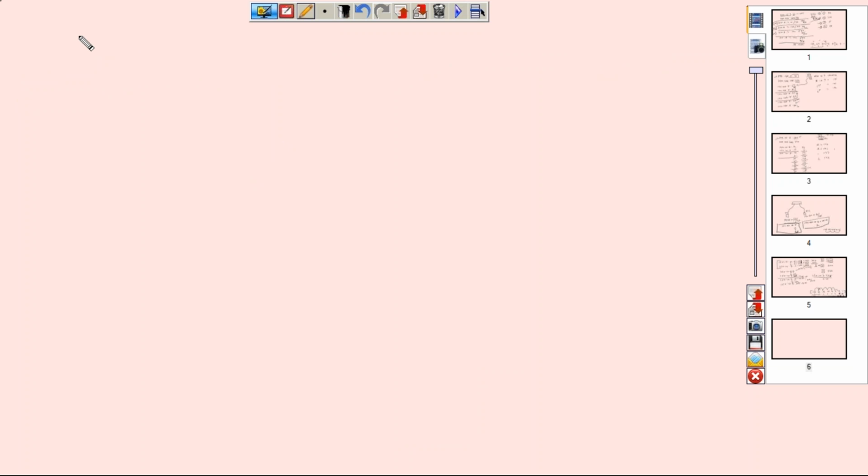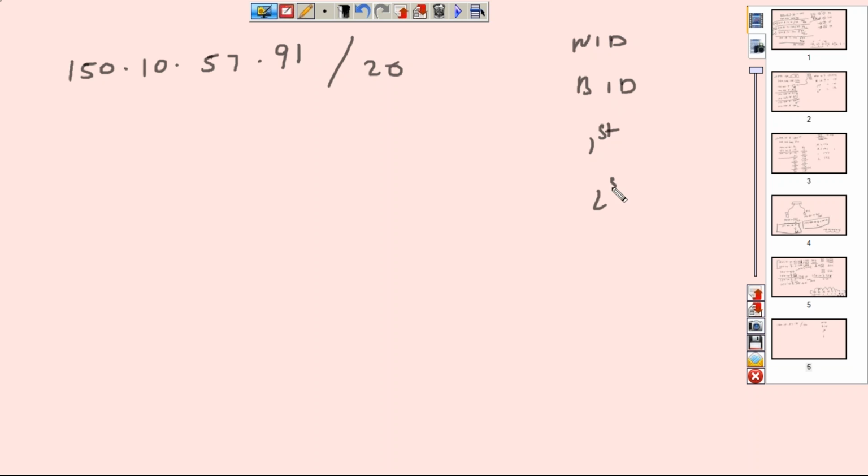Let's say 150.10.57.91 slash 20. Find me the network ID, the broadcast ID, first usable, and the last usable. Same thing we did with class C, right? Now we're going to do this with class B.